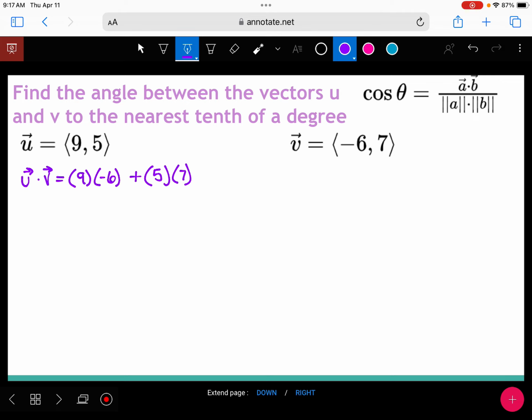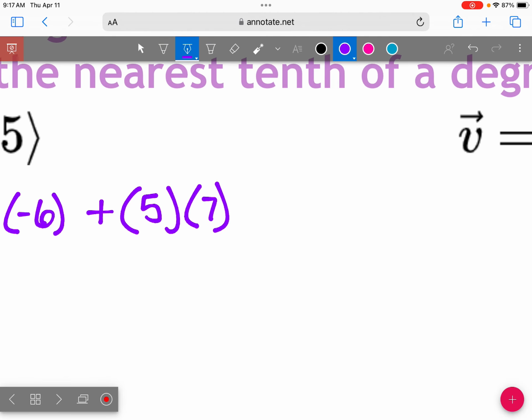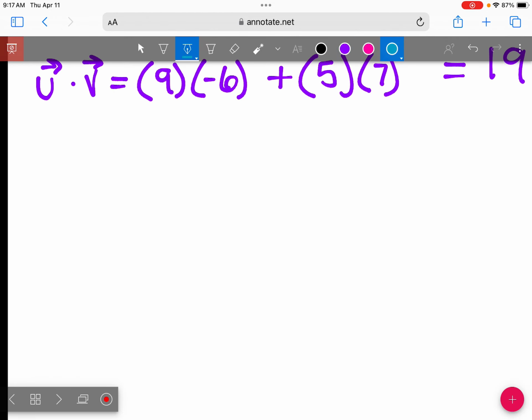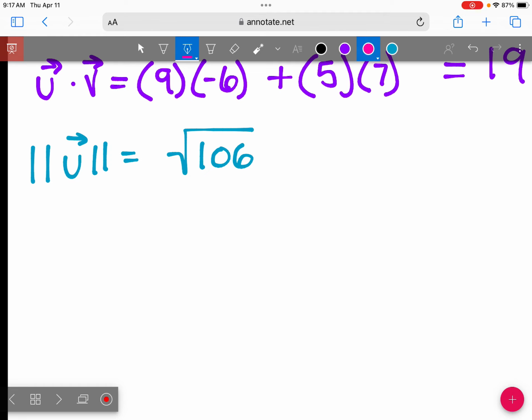All right. So what do we get for our dot product of u and v? Negative 19. So then go to our magnitude of u. What do we get for our magnitude of u? Square root of 106. Go to our magnitude of v. It's good practice for you guys. Square root of 85.